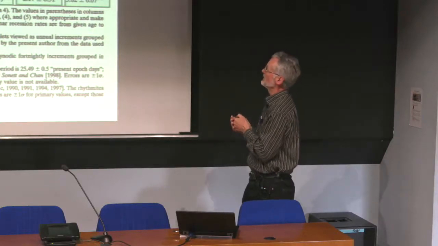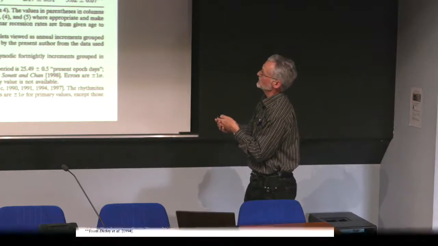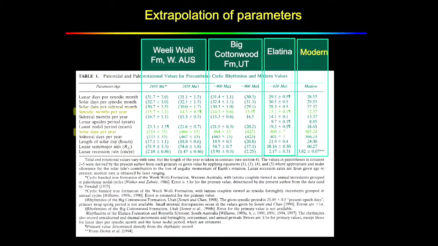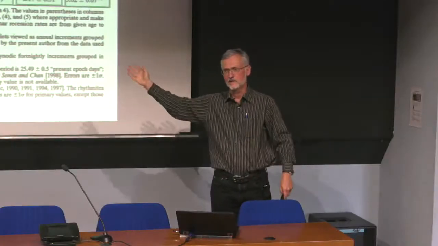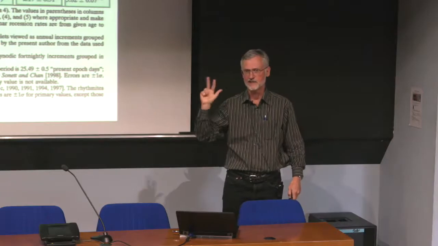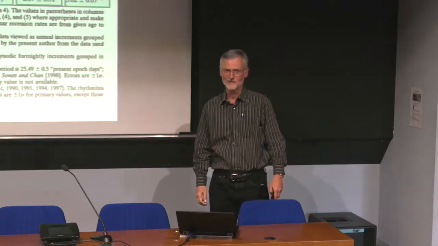To the right you see modern, and I'm highlighting here in this table. The table says paleotidal and paleo-rotational values for Precambrian cycle rhythms, right? And out of all these lines here, I'm only highlighting two. That is, how many months do we currently have? 12.4, 12.37. And how many days do we have in a year? A bit more than 364. Now we go back in the geological record, and you see over the last 3,500 million years, we have exactly 3 data points. That's not good, all right?